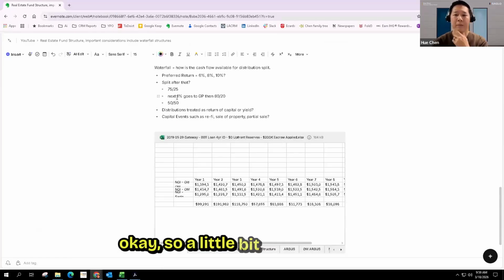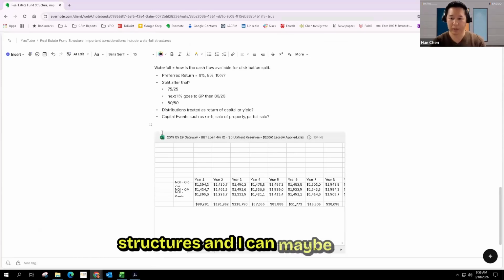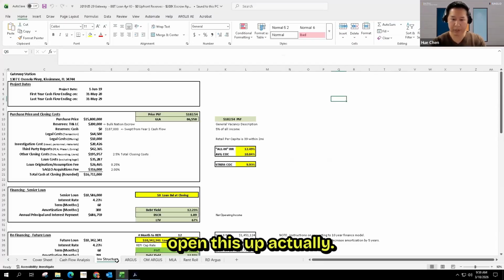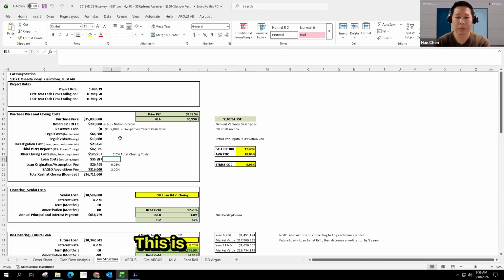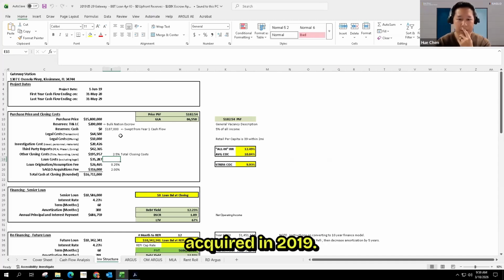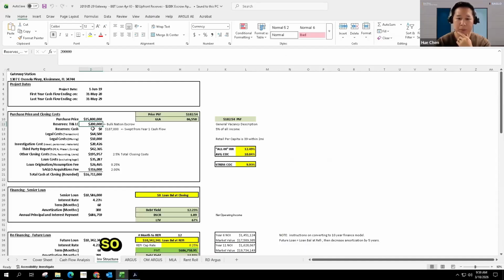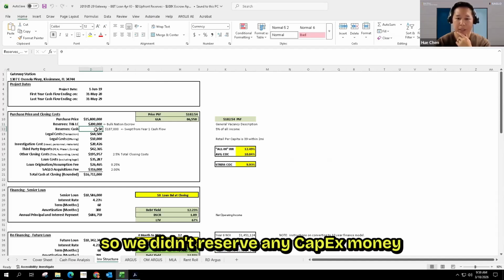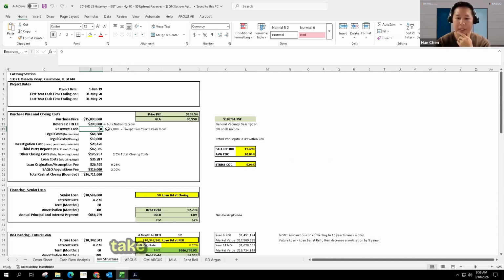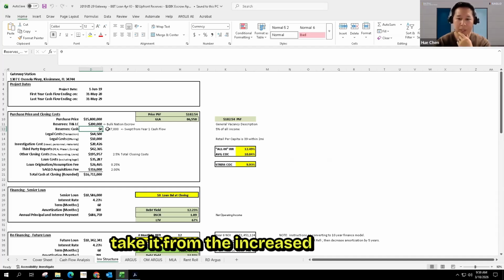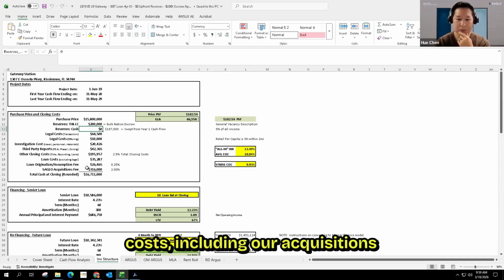Okay, so a little bit about waterfall structures, and let me open this up actually. So this is Gateway Station. This is a property that we had acquired in 2019. We bought it for $15.8 million. We put up 200,000 in TI and LC reserves. We got 4 years of interest only, so we didn't reserve any CapEx money upfront because we're going to take it from the increased cash flow available for distribution, since we had interest only the first few years. And then there's a lot of transaction costs, including our acquisitions fee.